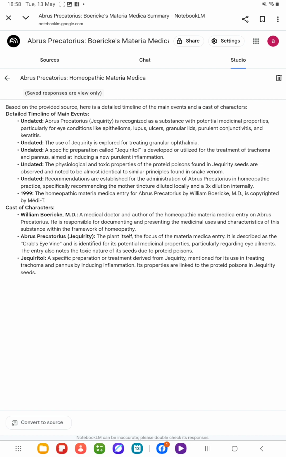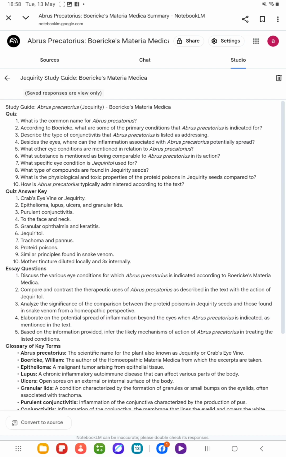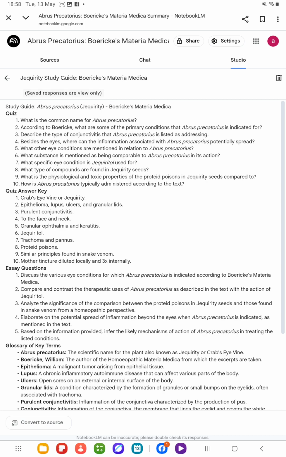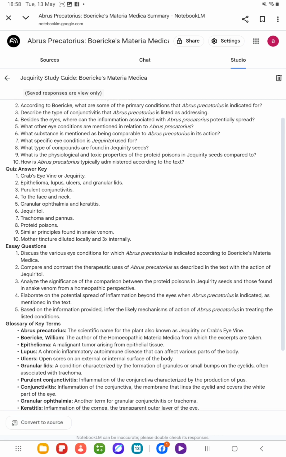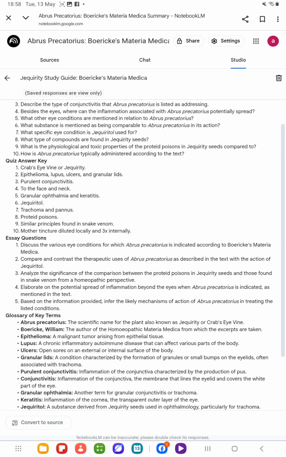Definitely. So our plan for this deep dive is basically to pull out the key info from Boericke on this plant. Focusing on how it was used historically and some surprising connections it has. Yeah, connections to other pretty potent stuff. So this is like the quick guide to Jaquarity based on Boericke's Materia Medica. So where do we start?